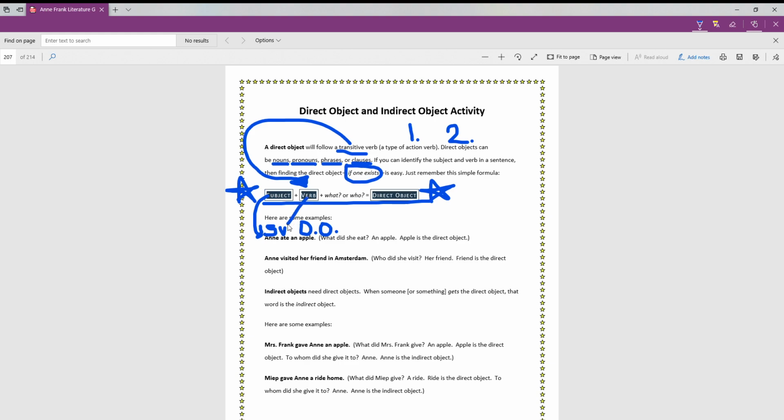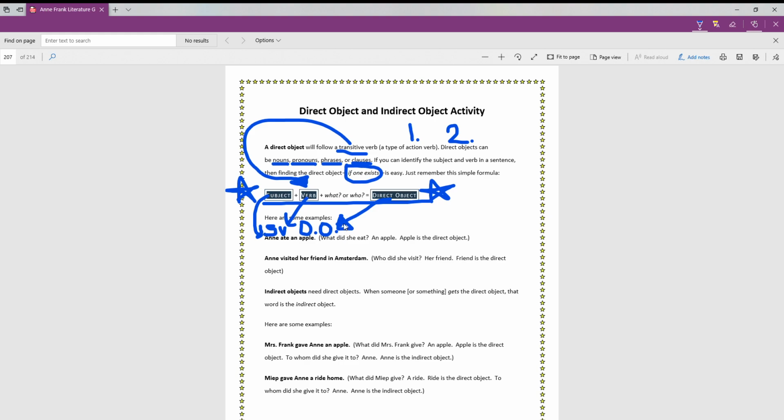Okay, so again, Anne is the subject. Ate is the verb. Now, I could have just put a period there, and ate. Done. Nothing would follow after it, so there wouldn't be a direct object. But in this case, there is. What did she eat? She ate the apple. So apple is the direct object.